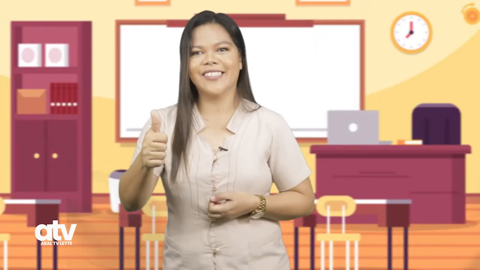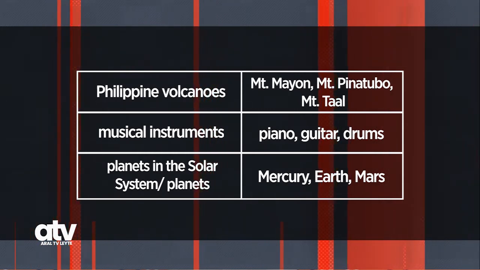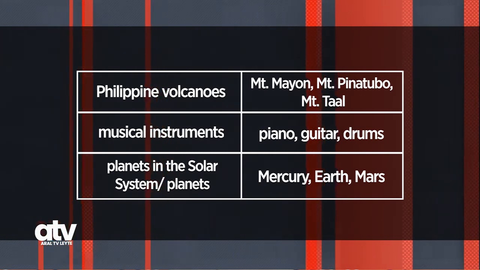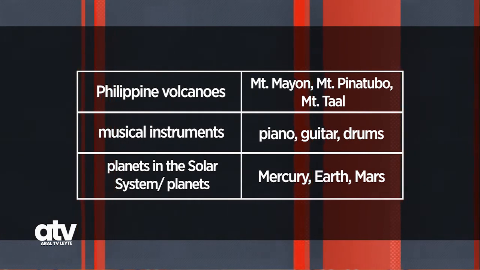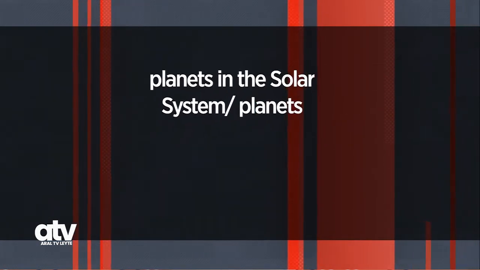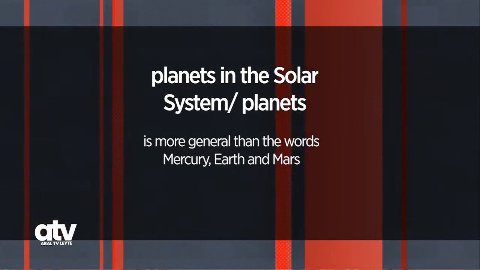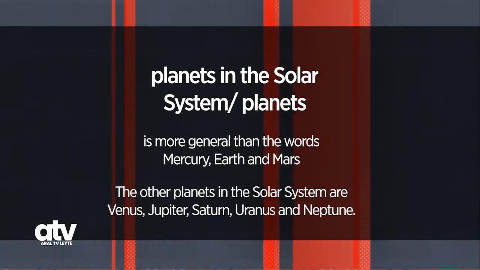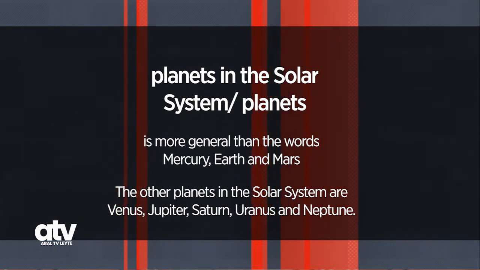Well done, kids! Now, let's go back and check your answers. In the activity, you will see that the words in the right side of the table provide evidence to further define the words in the left side or the general idea column. Planets, for example, is more general than the words Mercury, Earth, and Mars. There are many words that can be classified as planets. Therefore, the examples given are the specific ideas of the word planet.